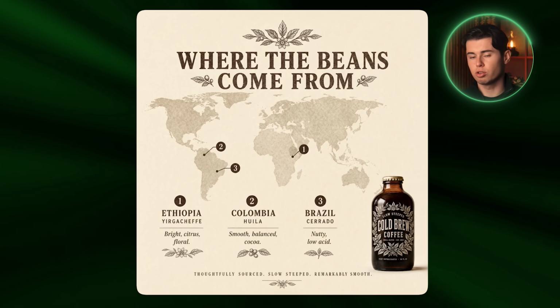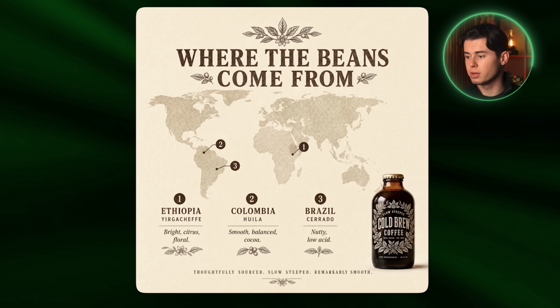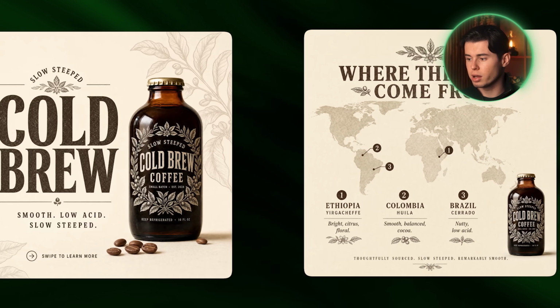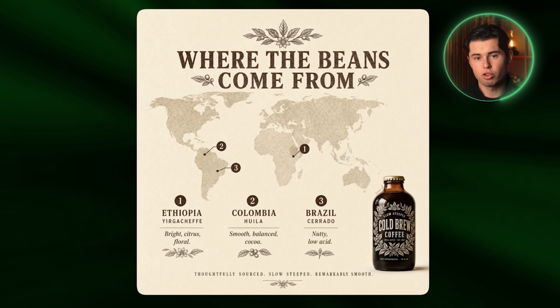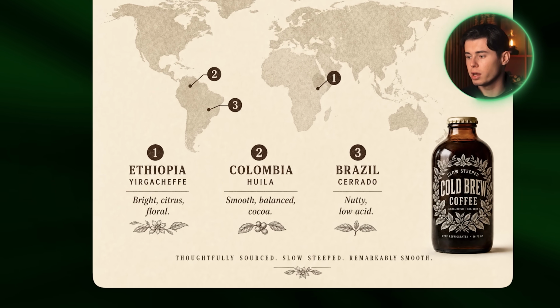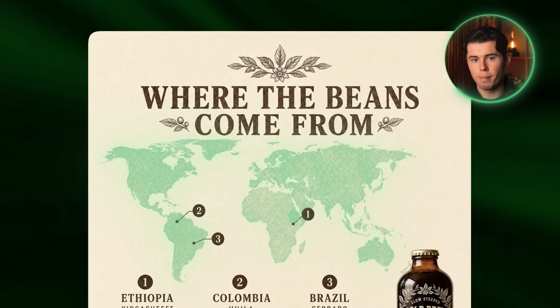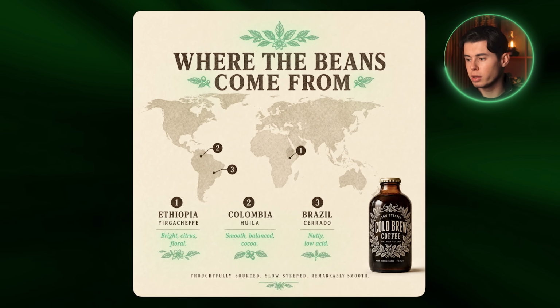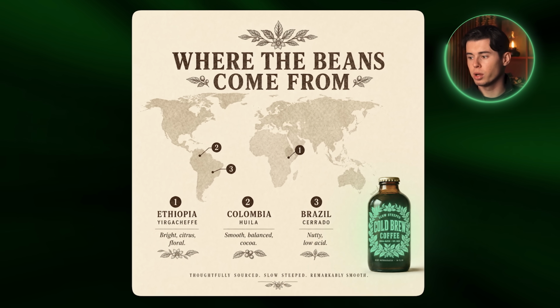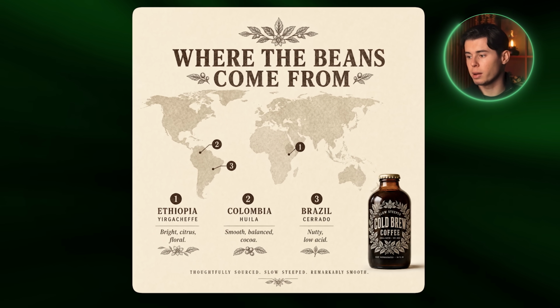The result looks really strong, and it keeps the same premium vintage direction from the first slide. I like how it doesn't just show the bottle, but actually explains where the beans come from in a way that still feels branded. The map, the numbered origins, and the small flower details all match the coffee label pretty well. So the whole thing feels like a complete campaign.